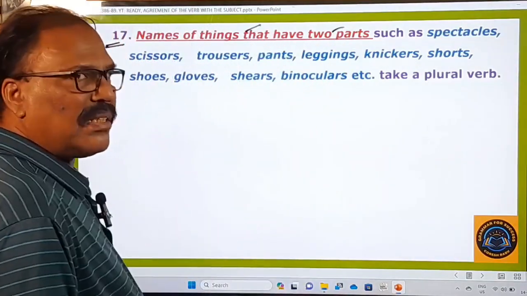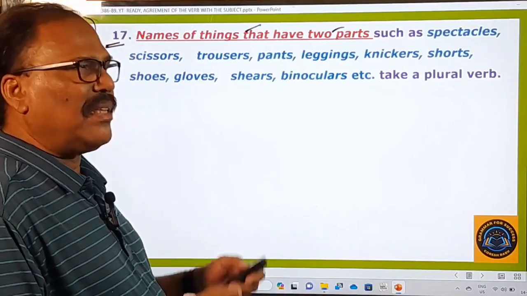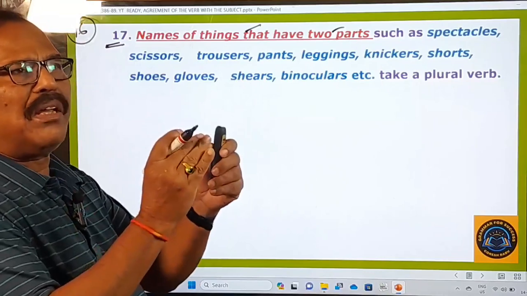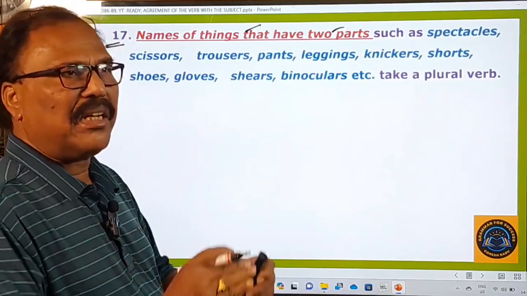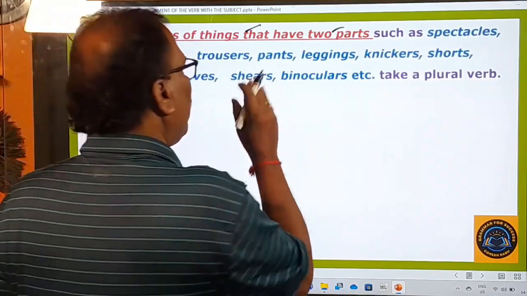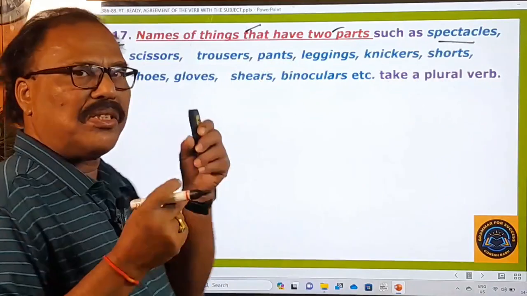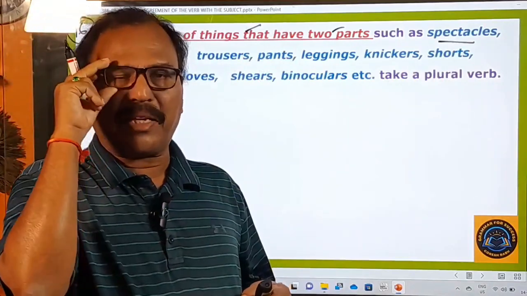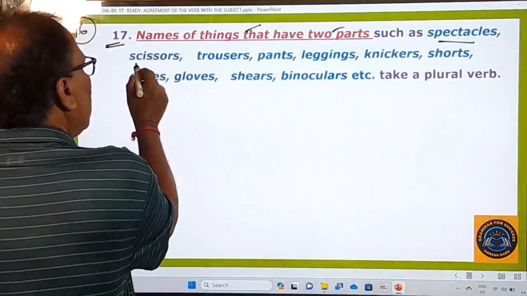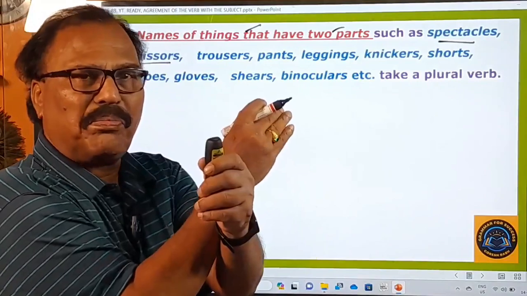Okay, there are certain nouns in the English language that have two parts in them, though they look to be one single article. And what are those nouns? Spectacles. Okay, there are two parts in this. For example, these are my spectacles. And scissors, in this article you find two parts.